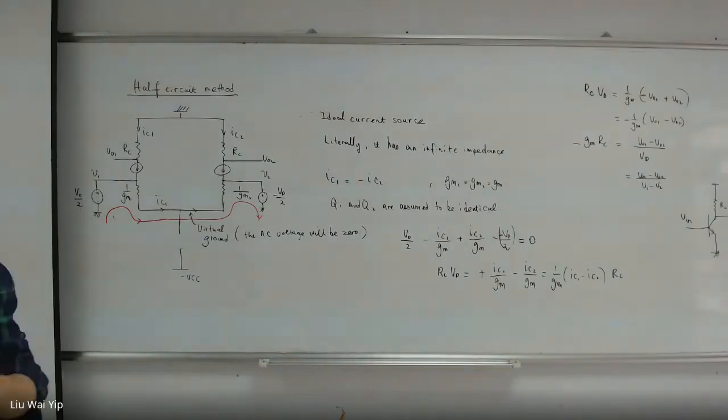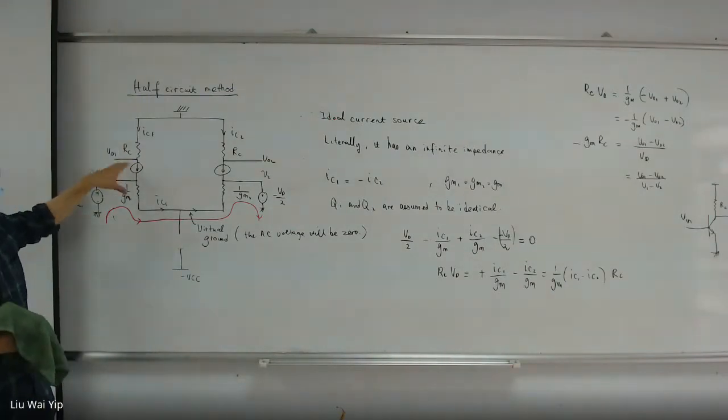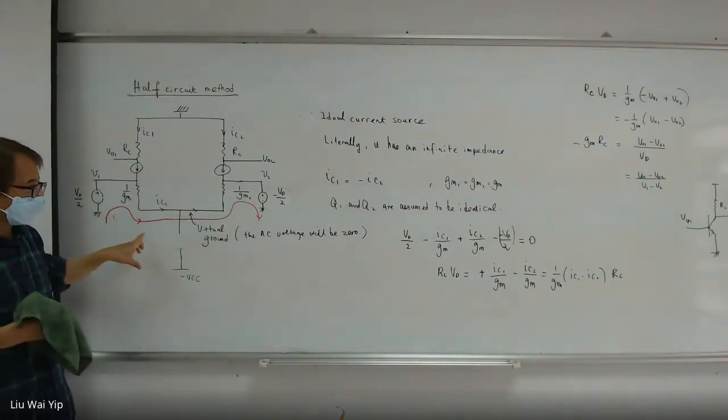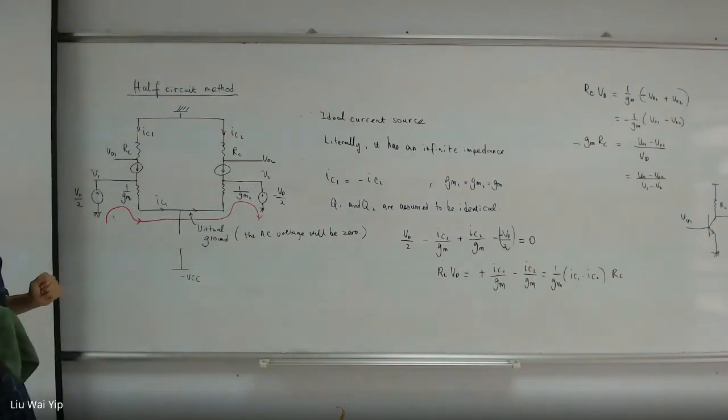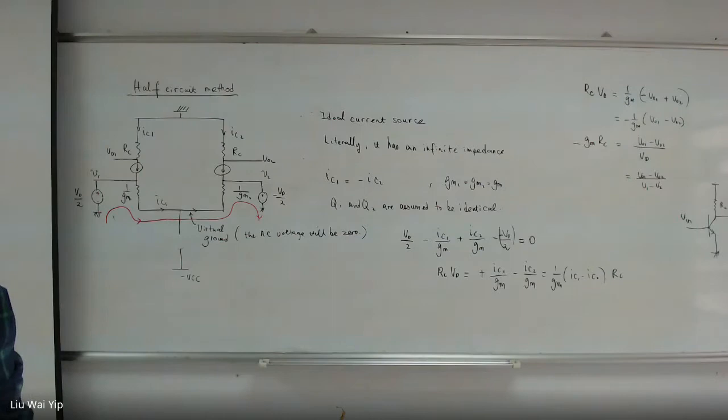Today's lecture is a continuation of yesterday's lecture. Yesterday we did some basics of the differential amplifier, and we tried to use a very inconvenient technique to find the voltage gain. Today we are going to use another technique, the half circuit technique. And this technique is going to be much more convenient.